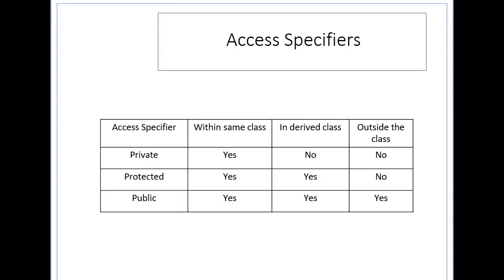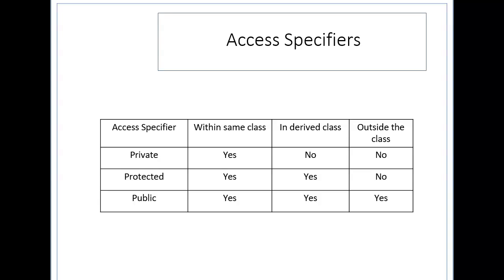To understand this, I would like to explain this table: access specifier, private, protected, public. I have got three columns. First, within the same class, the scope we are specifying over here. Within the same class, in derived class or outside the class. When you are talking about private, private means to that class only. So within the same class, you can access everything. In derived class, no, because it is very private to the class.